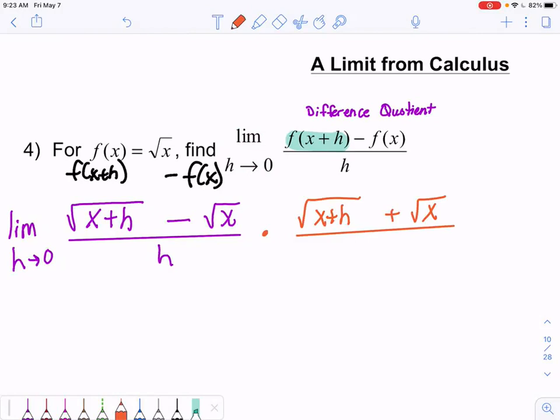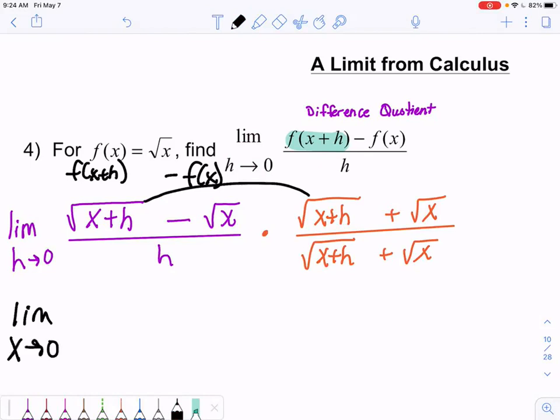So we're going to multiply by the conjugate so that we get rid of the square roots. That's the goal here. Can I get rid of those square roots in the numerator to help me get rid of that h in the denominator? So we're multiplying by the conjugate. When you multiply, remember the conjugate really uses the first terms and the last terms. The middle terms, the inner terms cancel. So the square root of x plus h times the square root of x plus h is just x plus h. And then my middle term, positive, negative, cancel.